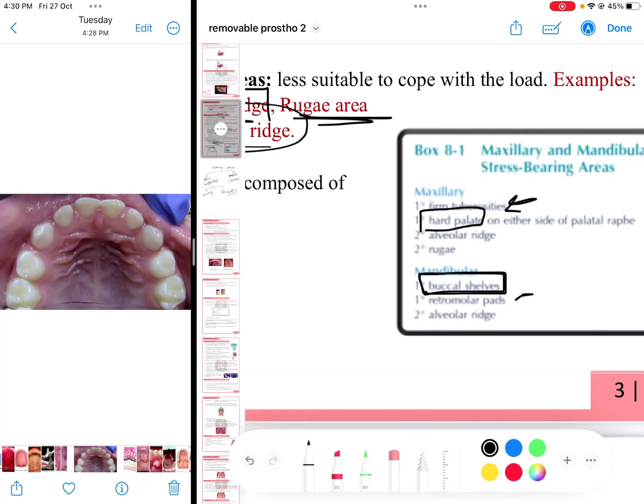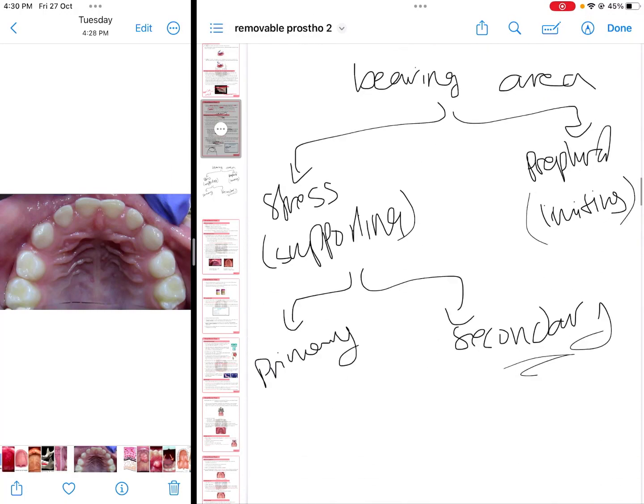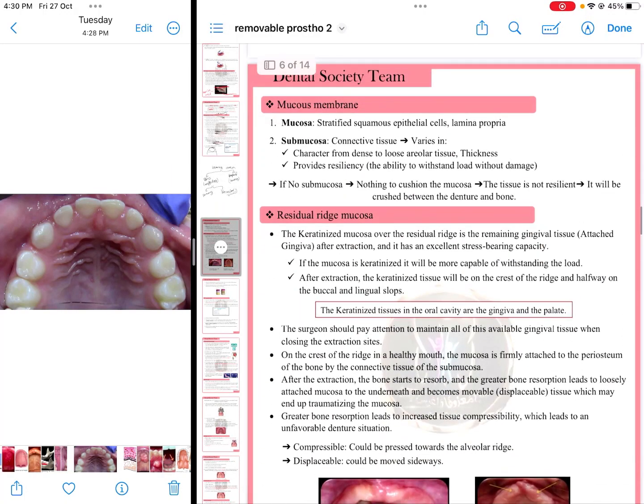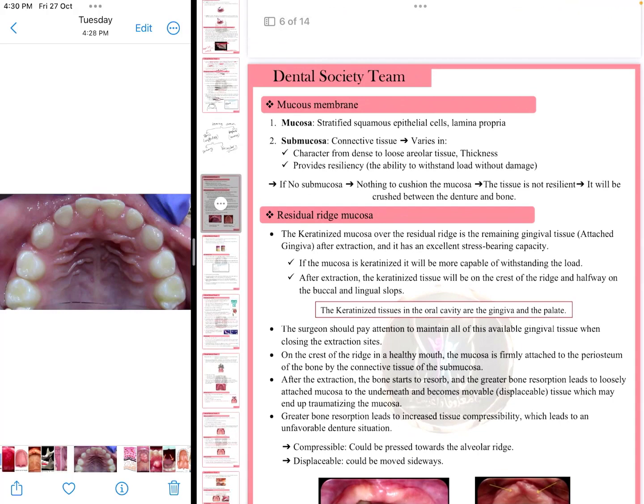Why the buccal shelf area? Because the retromolar pad sometimes isn't there. Why isn't it there? Because when you extract the third molar it forms a retromolar part, so sometimes it's not available. Okay, so the main is the buccal shelf area. Moving on, now we'll talk about histology.